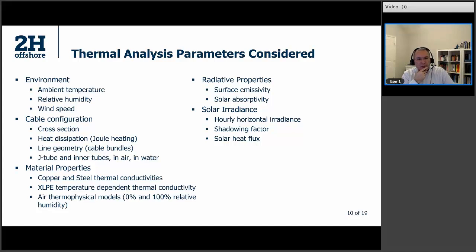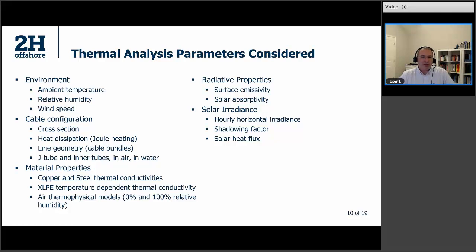And when we look at the material properties, we have copper and steel thermal conductivities. And then we have XLPE, temperature dependent thermal conductivity. So it's quite different than what we need to assume for copper and steel. So in this case, we are using temperature dependent thermal conductivity for XLPE insulation material. And there is also air gap, right?